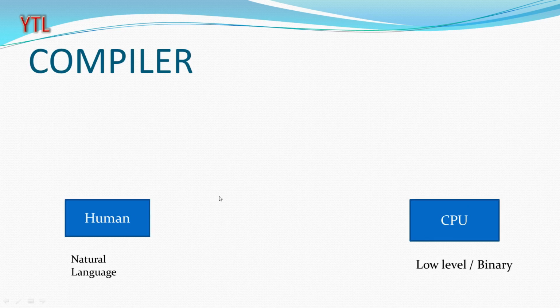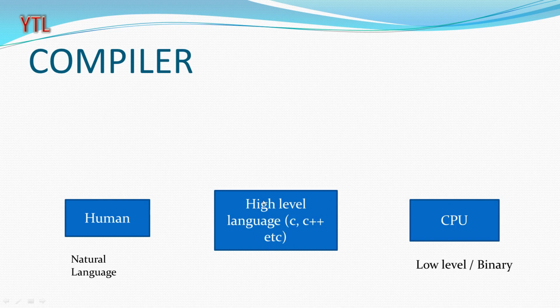Here we can see where C works. A human interacts with the CPU through a programming language. Now the problem is that a human interacts in natural language and the CPU interacts in low-level or binary language. Neither does the human understand low level, nor does the CPU understand natural language. So what do we do? We take a middle way approach, that is, high-level language: C, C++, Java, etc. Humans are intelligent beings, so we can learn these high-level languages. It is quite easier to learn than low level or binary.